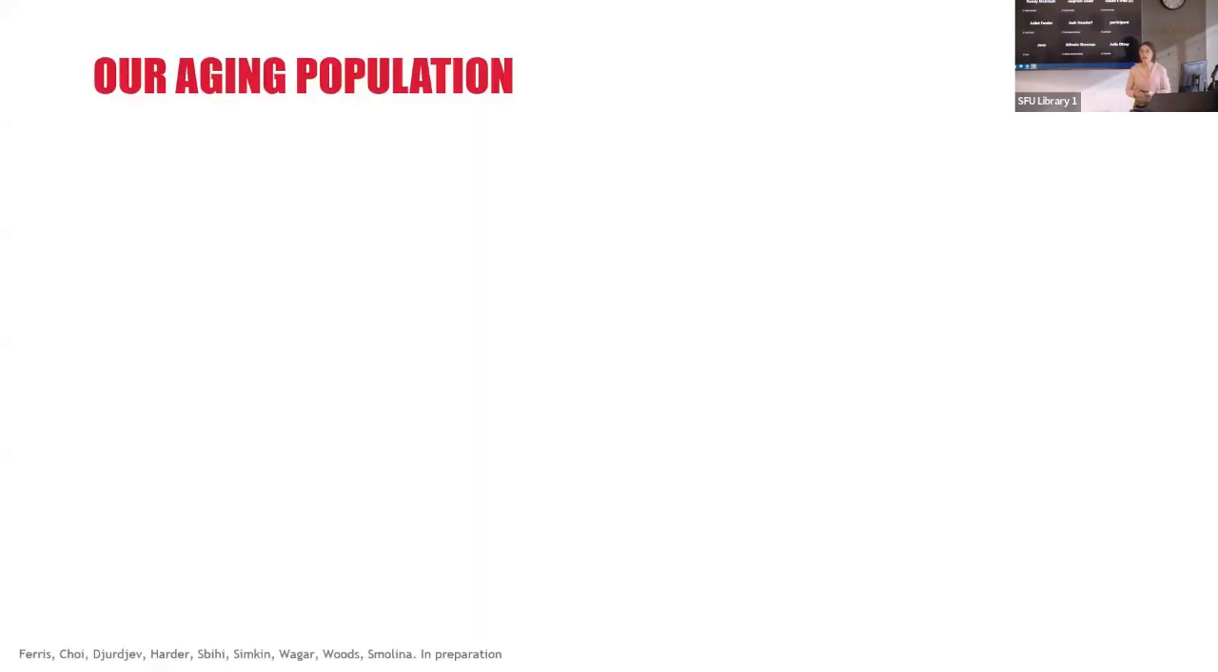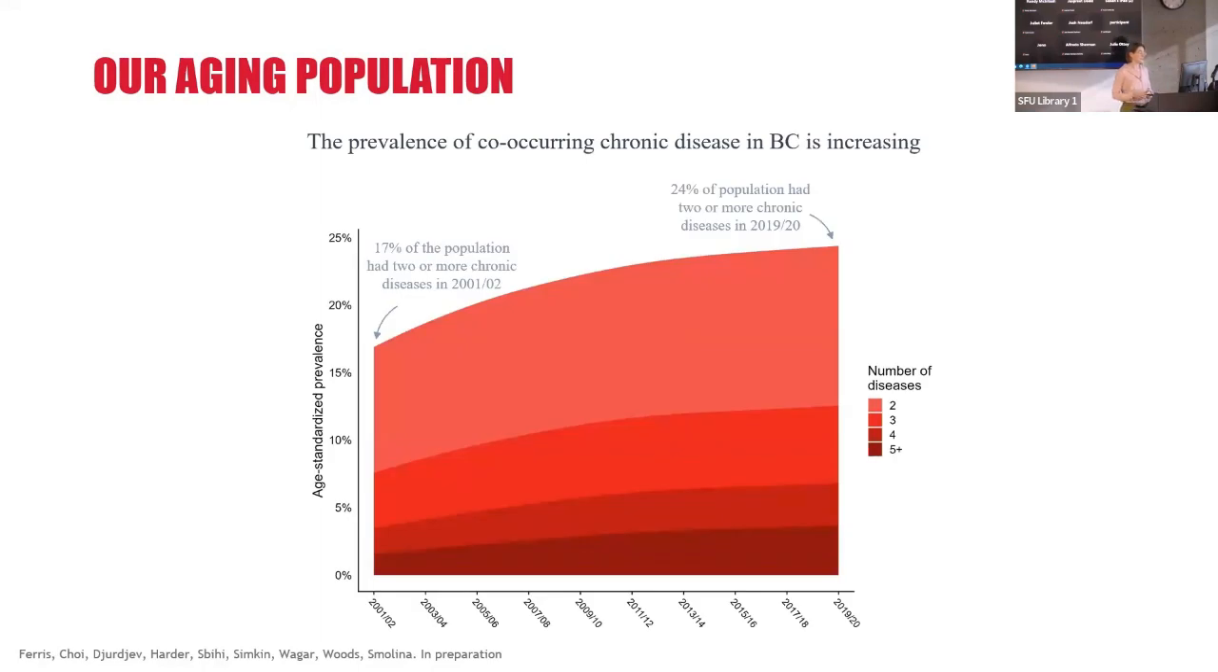We talk a lot about our aging population, and we also need to start considering our increasing prevalence of chronic disease in the population. So here's data from our multimorbidity analyses. What we're doing is just looking at how many people in BC have 2 or more of any of the conditions on that list. So in 2001, this is age standardized prevalence, so these numbers are adjusted for changing population demographics. In 2001, there was about 17% of the BC population that had 2 or more chronic conditions, and now it's almost a quarter.